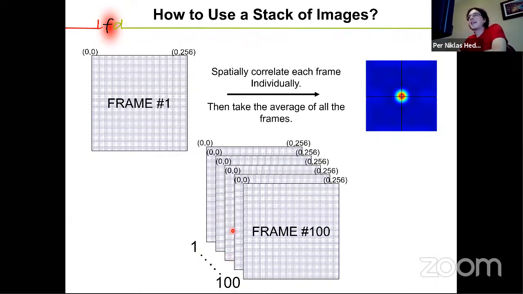So in any case, we take each of those frames, calculate the spatial correlation, and then we average all of them to one final 2D correlation image, which looks typically something like this. It's kind of a peak in the center, typically.